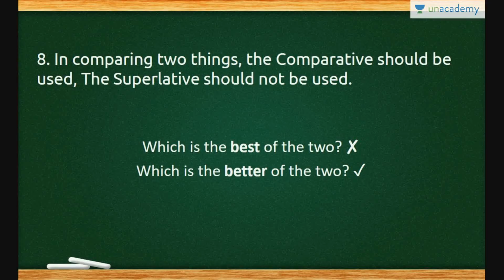Now let's get to the rules related to degrees of comparison. In comparing two things, the comparative should be used and the superlative should not be used. When you say, which is the best of the two, it is not right. Instead, you should say, which is the better of the two. Now when you're comparing two situations which are nearly or equally bad, you would say, which is the worse of the two.